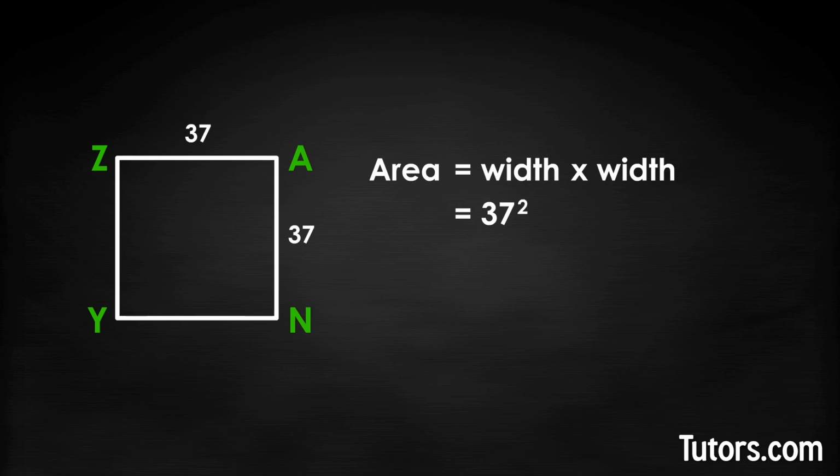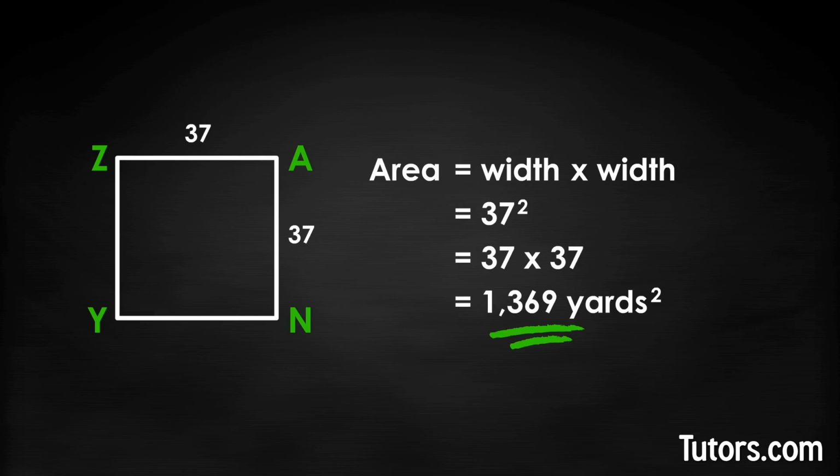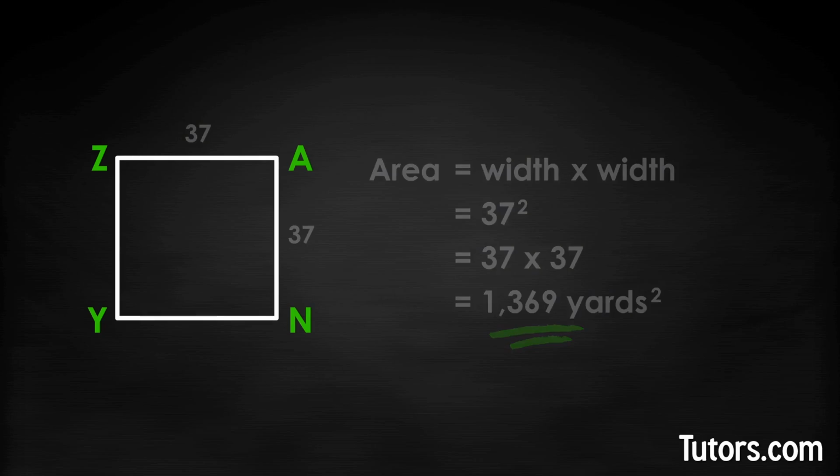Area is always expressed in square units of the linear measurement. Normally we say area is equal to length times width, but in a square, the length is the width. This makes your work easier. To find the area of a square, multiply the length of any side times itself. You can also raise it to the second power. A square with a side of 37 yards has an area of 37 squared, which is 37 yards times 37 yards, which equals 1,369 square yards.